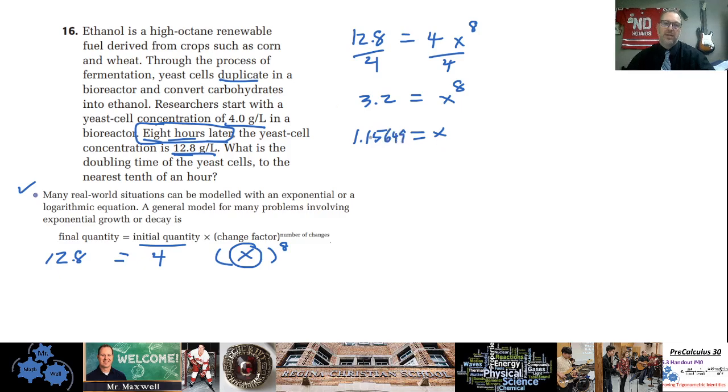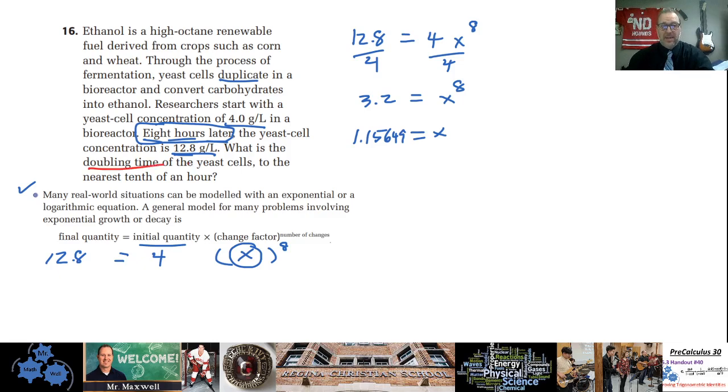So you want to use as many decimal places as you can. So that's the growth rate. Every change, it grows by 1.156 times as big, okay? Every time. And so after 8 times of this change, you get 12.8. All right. Now here's the question.